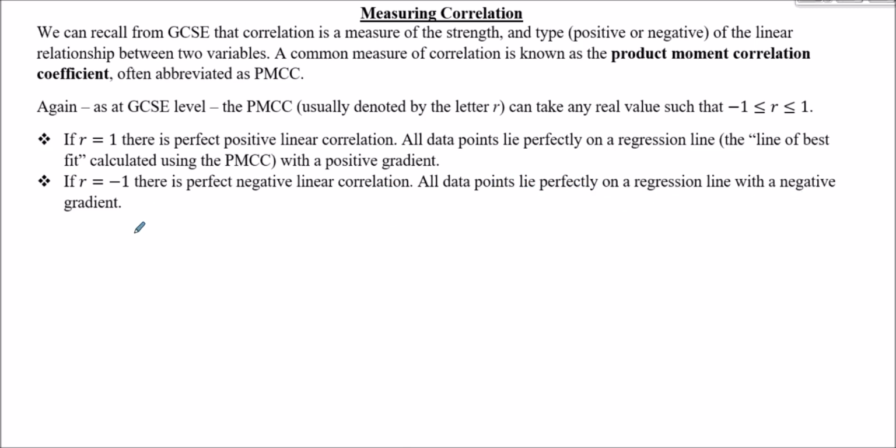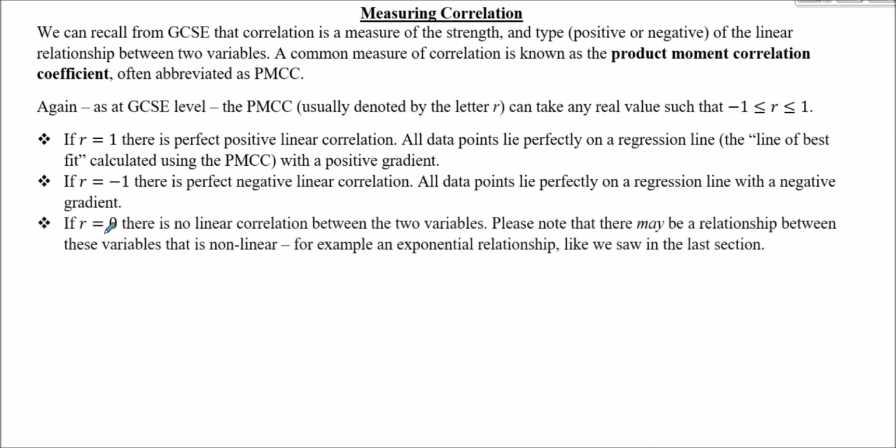If, however, R is 0, or so close to it it may as well be 0, there's essentially no linear correlation between the two variables. So that means if R is 0 or very close to it, there's no meaningful linear relationship between the two things. However, it could be that there is a relationship between them that just so happens to be not linear. So it could be an exponential relationship, it could be quadratic, it could be reciprocal. But importantly, today we're going to be focusing on exponential relationships. That's what we saw last section, and that's also what we're going to be looking at here as well.